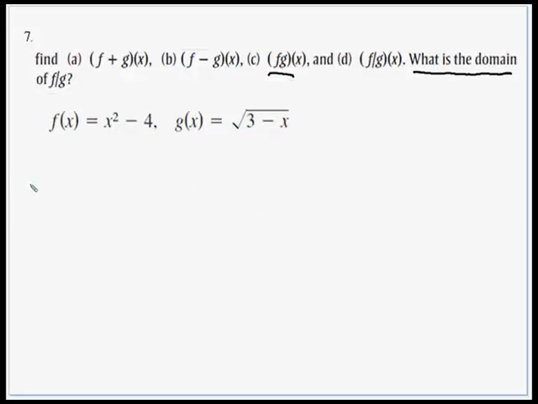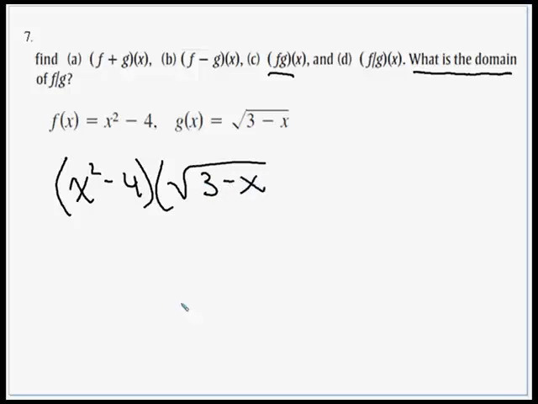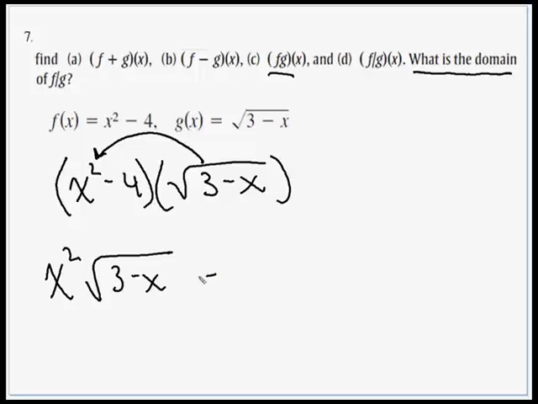Let's see here, letter C, multiply. So we're going to have x squared minus 4 times the root of 3 minus x. I guess we could distribute. So we're going to have an x squared times the root of 3 minus x, and then minus 4 times the same quantity, root of 3 minus x. Not the prettiest, but there it is.